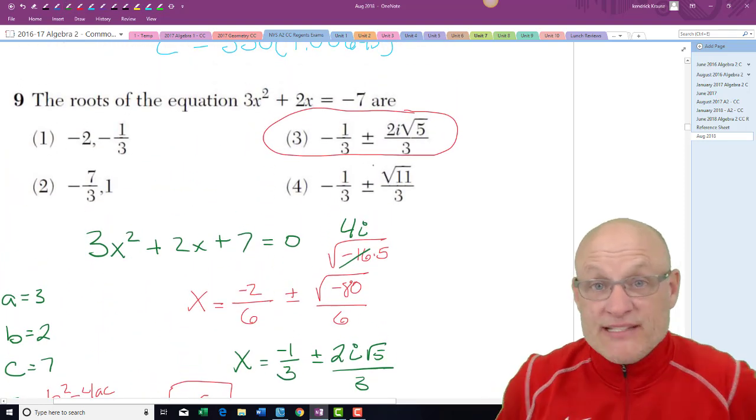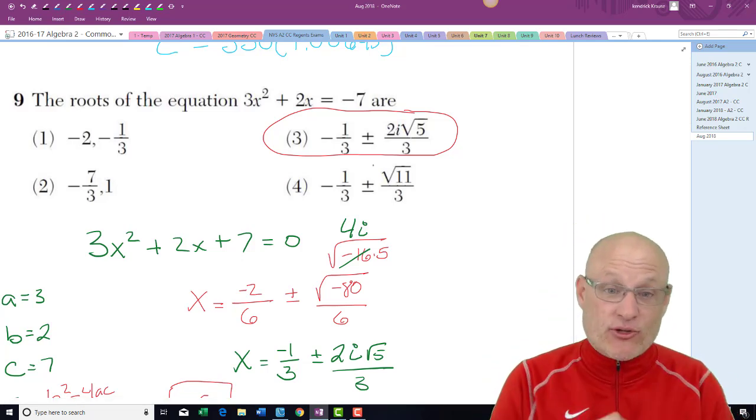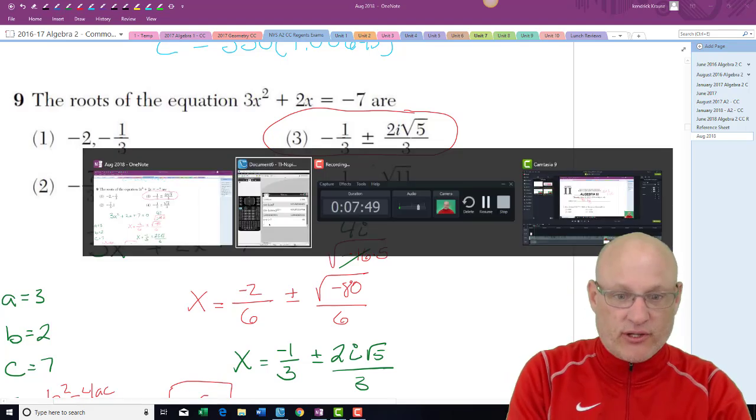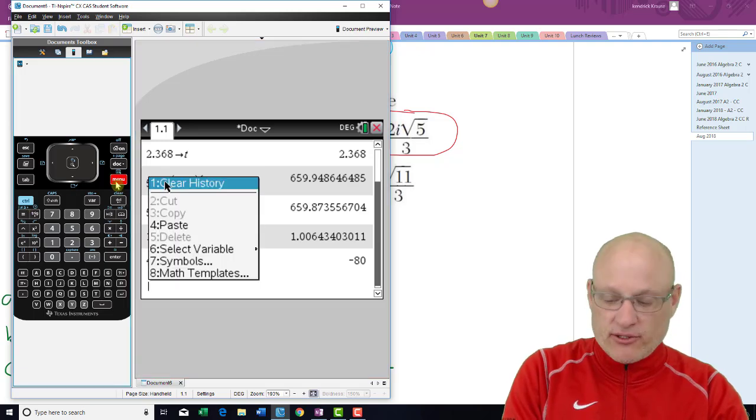Now, on the day of the Regents exam, please don't do it this way. Let me show you how you do this problem. It's so fast using the calculator, and of course New York State allows us to do this, so let's just do it. Let me clean this up so we don't have all this mess here.